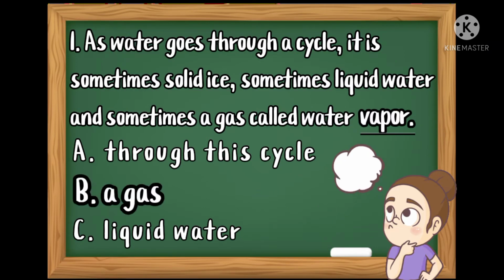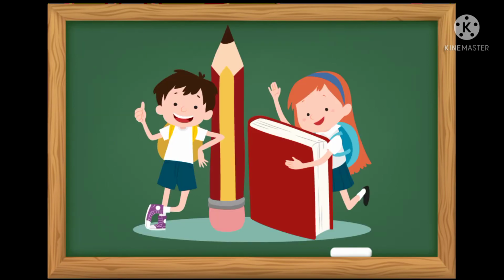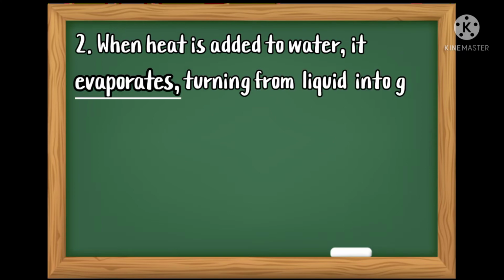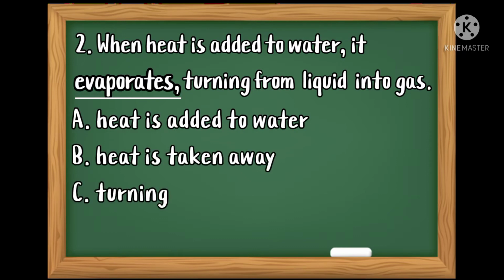What do you think is the answer? Correct! The answer is letter B, a gas. Its context clue is shown by exemplification. Let's go to the second item. When heat is added to water, it evaporates, turning from liquid into gas. A. Heat is added to water. B. Heat is taken away. C. Turning from liquid into gas.